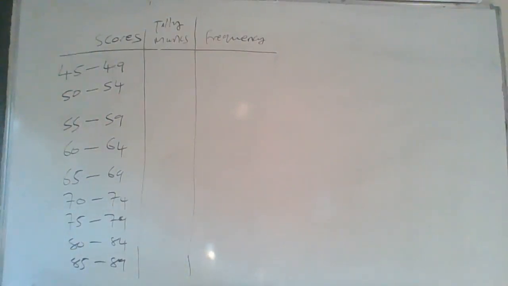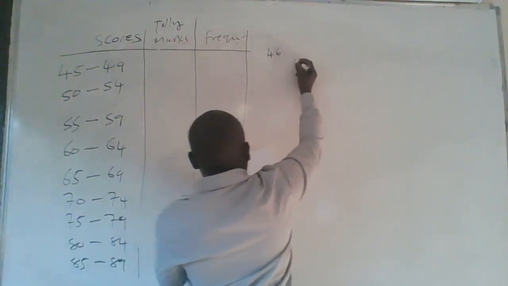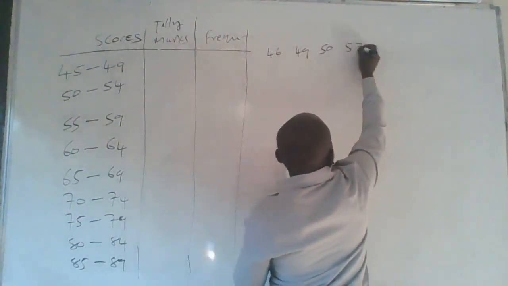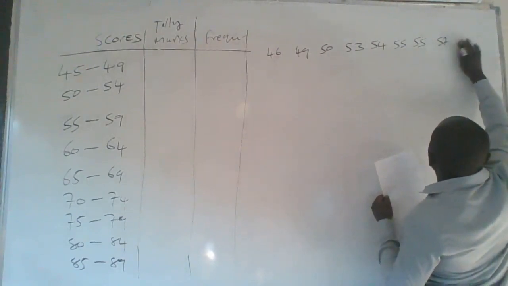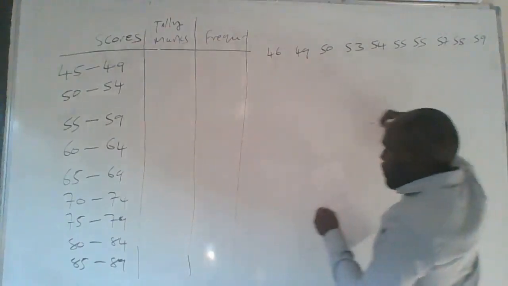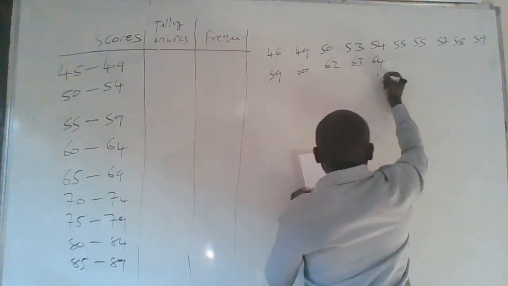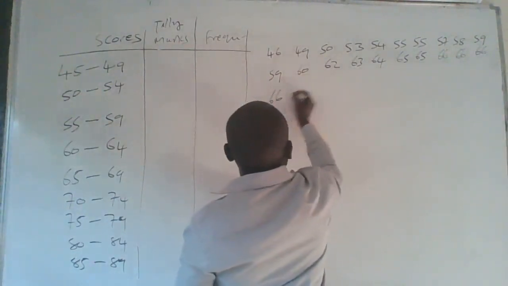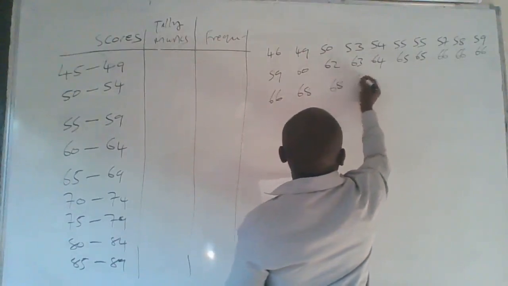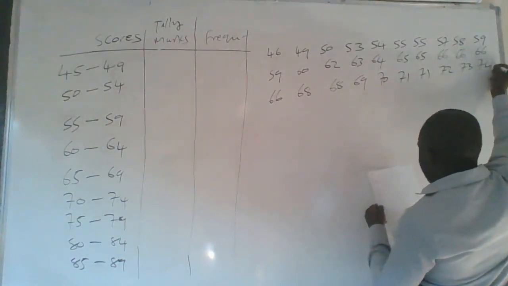If we look at the data points, let me just write them down here again. We can shorten this so that we have enough space. So we had 46, we had 49, we had 50, 53, 54, 55, 55, 57, 58, and 59. Again 59, we have 60, 62, 63, 64, 65, 65, 66, 66, 66, 66, 68, 68, 69, 70, 71, 71, 72, 73, and 73 again here.